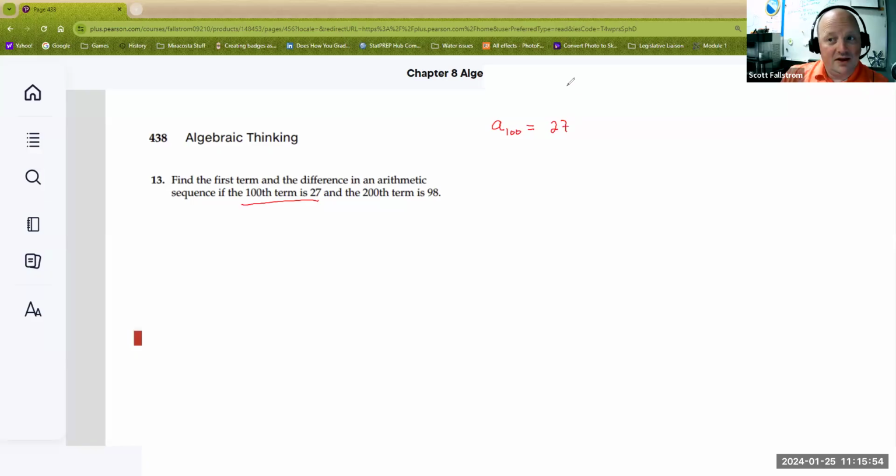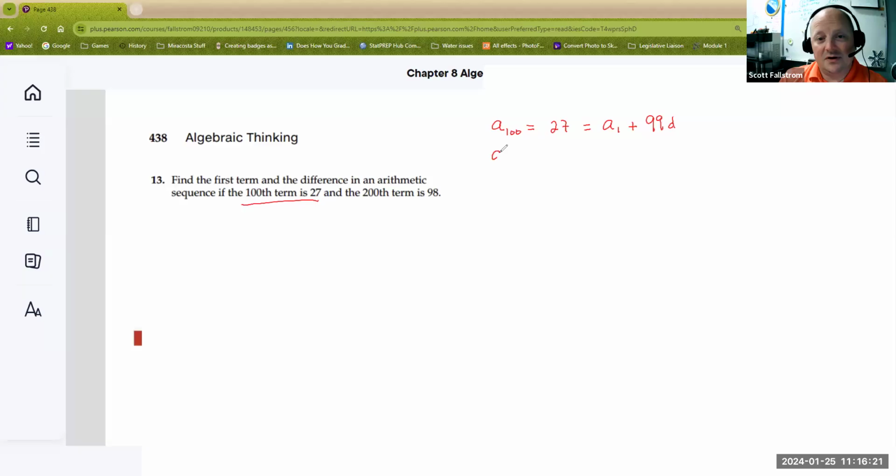Now, there's a couple ways you can do this problem. One way is to go back and say this is an arithmetic sequence. So you could represent this as the first term plus n minus 1 times the common difference. Well, I know n is 100, so that would be 99 common differences.